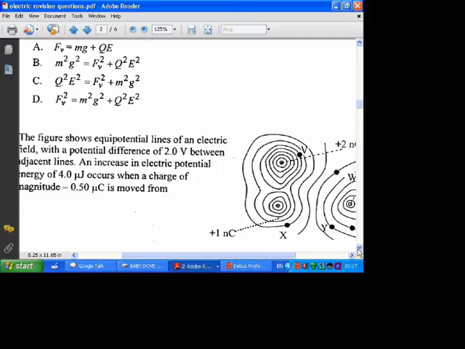The E field lines, if you are told to draw the E field lines, it will always be perpendicular to an equipotential surface. So from the equipotential lines, you can trace the E field lines. An increase in the electric potential energy of 4 microjoules occurs when the charge of magnitude minus 0.5 microcoulomb is moved from where to where. Now, here you must be careful to take note of the sign of the charge, which is minus 0.5 microcoulombs. If you want an increase in EPE, what must you do with the minus 0.5 charge? You have to move it to a lower potential or higher potential.